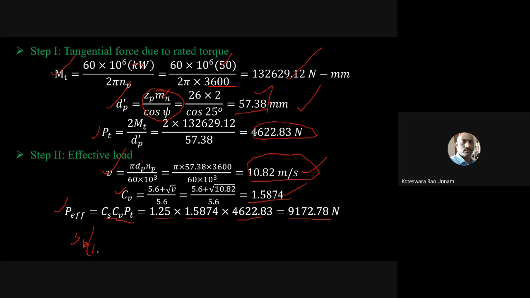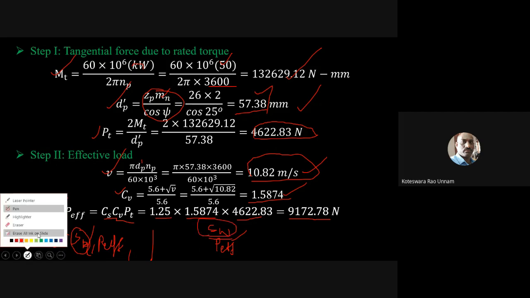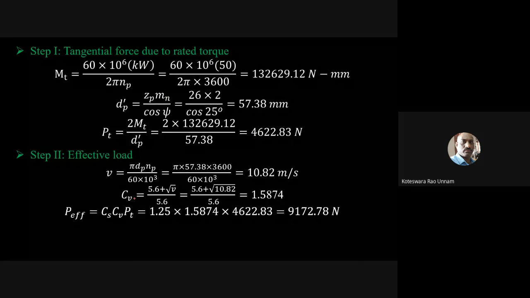That is nothing but SP divided by P effective, or SW divided by P effective, which is the factor of safety against the pitting failure. So he asked us to calculate these two. Therefore, you now need to compute the beam strength and the wear strength. For that, we know the formulas for beam strength as well as wear strength.